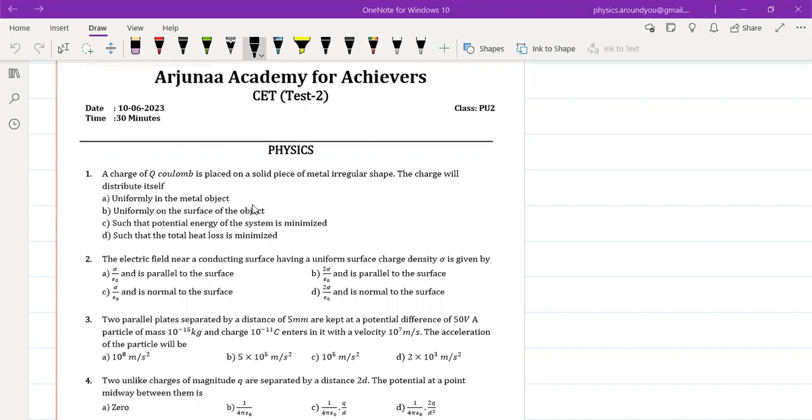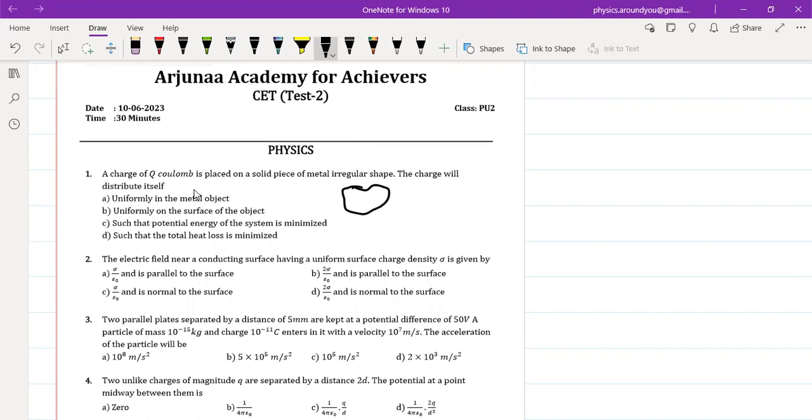Here we go. A charge of q coulomb is placed on a solid piece of metal which is having an irregular shape. So it is not a regular shape like a cylinder or a sphere, but it can be my favorite shape of a potato, right? So this is a metal. So I place q coulomb on it. What will happen to the charge?